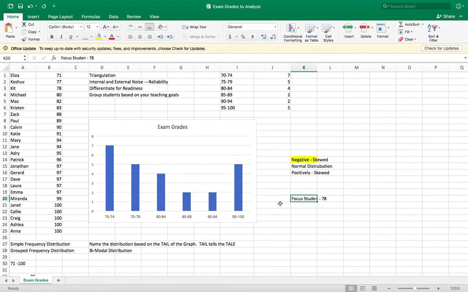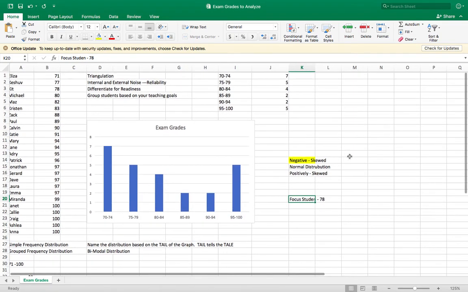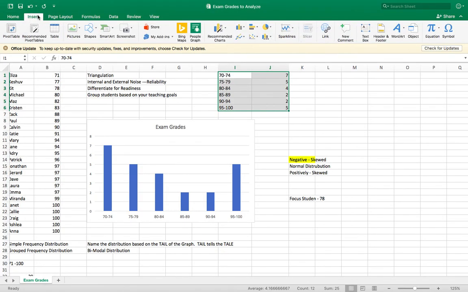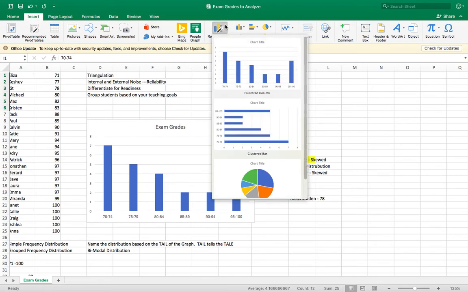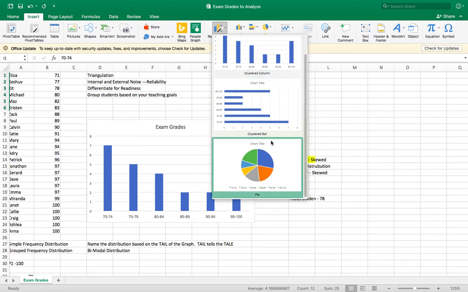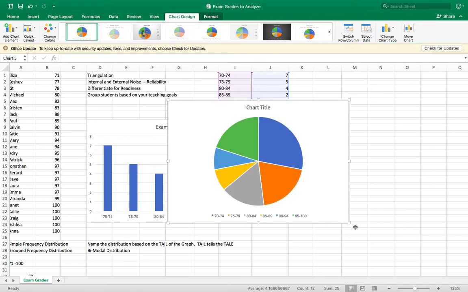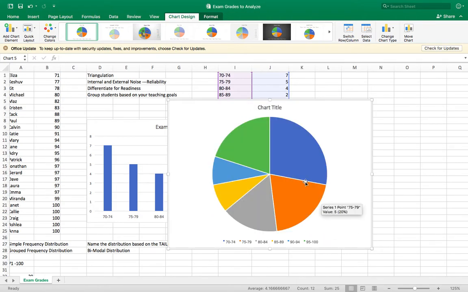Okay, now just a couple of other things that you can play around with. If I highlight my grouped frequency distribution here, yes, you can do your recommended charts. Oftentimes I do this because Excel is smart, right? Another one that's helpful is this pie chart right here. This is just another way to visualize the data.